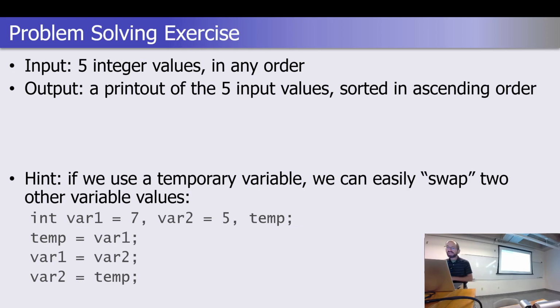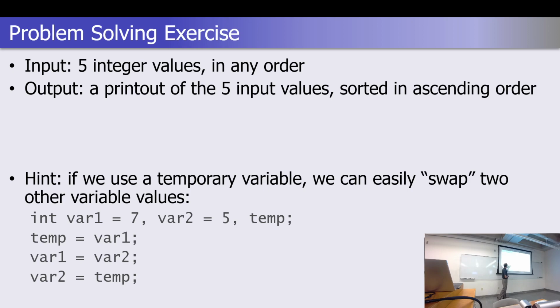The hint here is kind of a necessary one. This is a very common code pattern in all programming languages, not just in C. If we use a temporary, a third variable, and in this instance I'm okay with you calling it temp. It's truly a temporary variable. Otherwise, that's not a very good variable name. You can relatively easily swap two other variable values. There are other ways to do this, but this is a common approach.